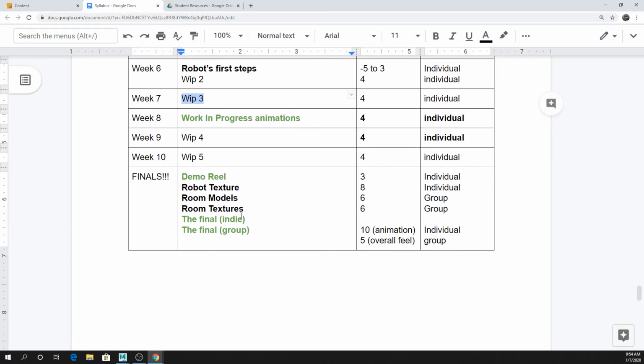So you will notice, for finals week, there's stuff for the final, obviously. I'm grading the final as a combination of individual work and group work. I'll get to that a little bit later. But there's also all of this other stuff: robot texturing, your room models, your room textures. Technically, that doesn't need to be done until the final. But if you do want to submit it early and do resubmits or get grades for it earlier, you're welcome to do that.